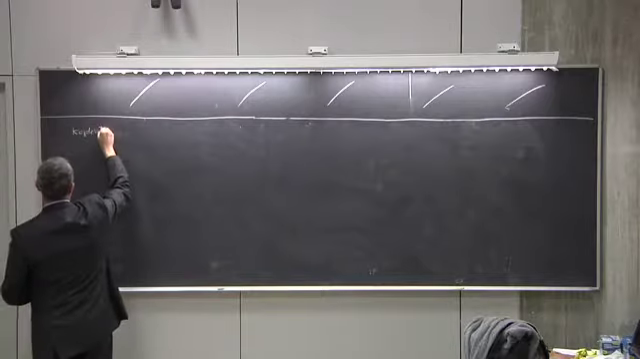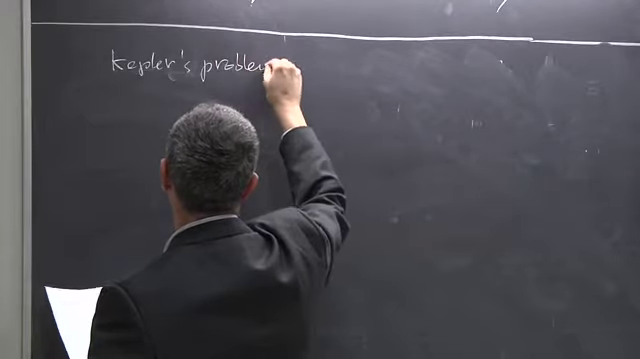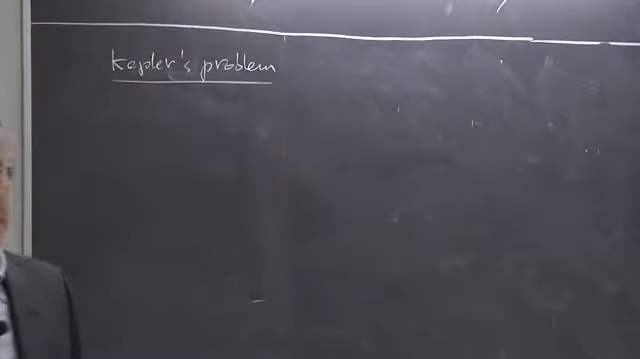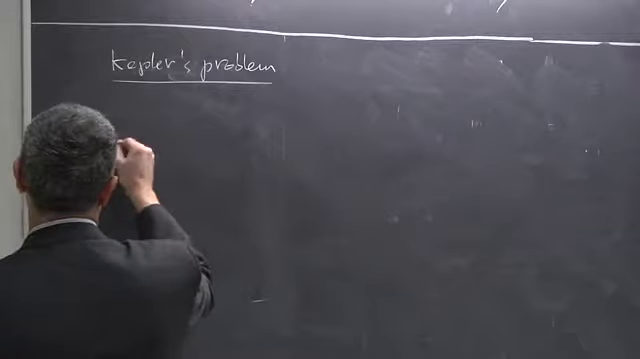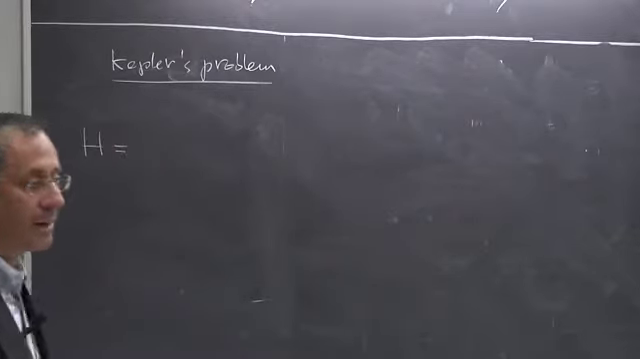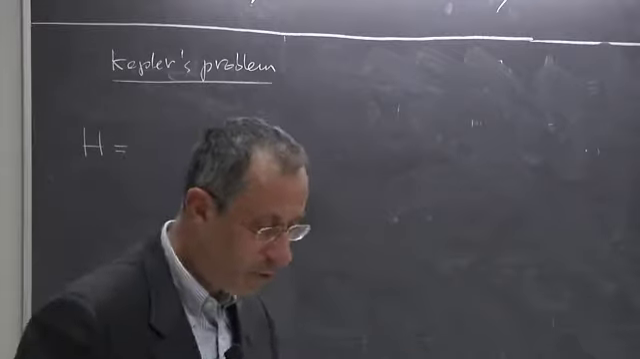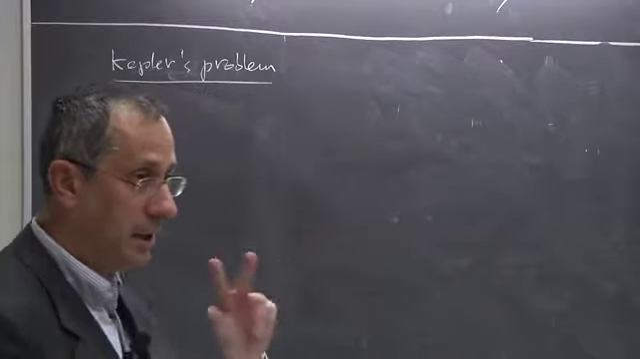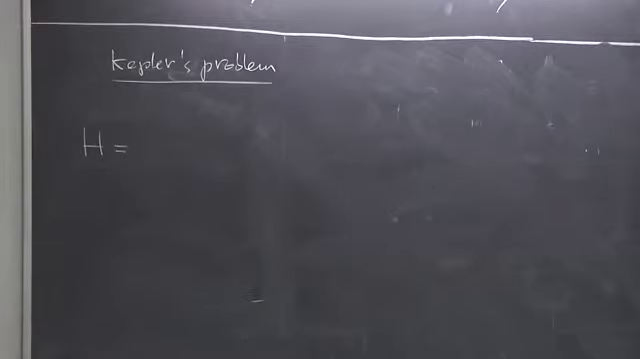You remember Kepler's problem, right? I hope. So what is the Hamiltonian for Kepler's problem? Who wants to? So the Lagrangian, we wrote it several times, so knowing the Lagrangian, we can write the Hamiltonian. So it's going to be, the kinetic part is just going to be, so let me write it in space, three dimensions, okay?